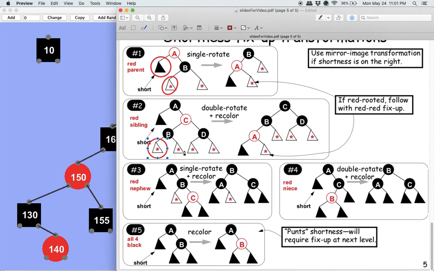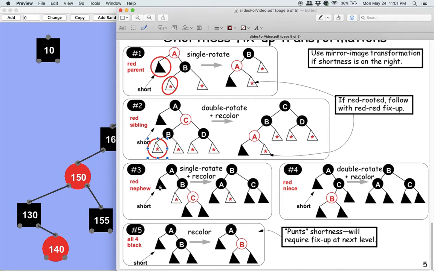Third case. Here, again, I have the short tree here, because this guy does not have the extra black above it, whereas these three all do have the extra black above it. So if I counted black starting from here, since these guys all have the same black height, I would be one short if I come up from here compared to coming up through any of those.